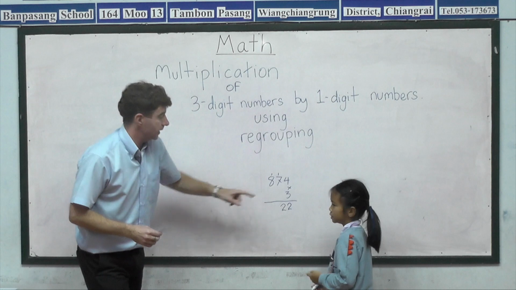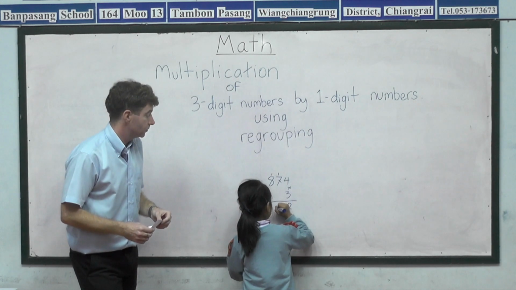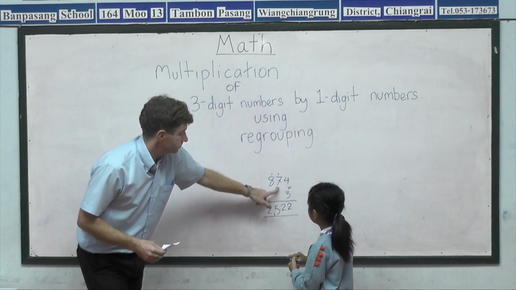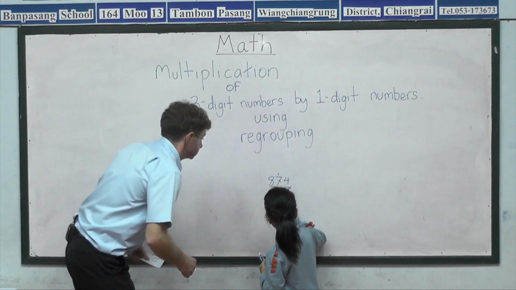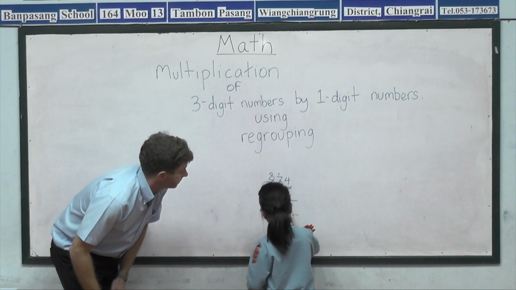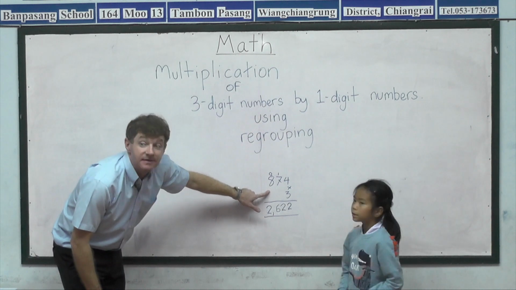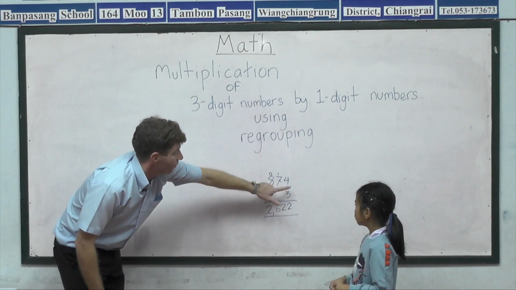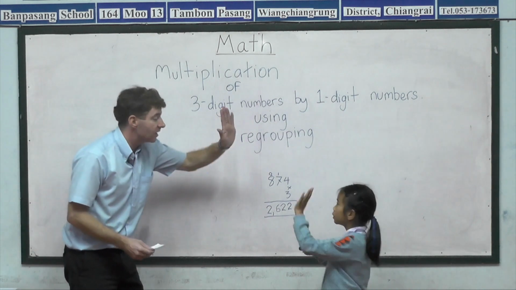3 times 8, 24 plus the 2 that we carry over. Don't forget we carry 2 over, not 1. 3 times 7, 21. So carry 2 over. Excellent. Because 3 times 8, 24, plus the 2, 26. So 874 times 3 equals 2,622. Excellent. High five, Prao. Round of applause for Prao.